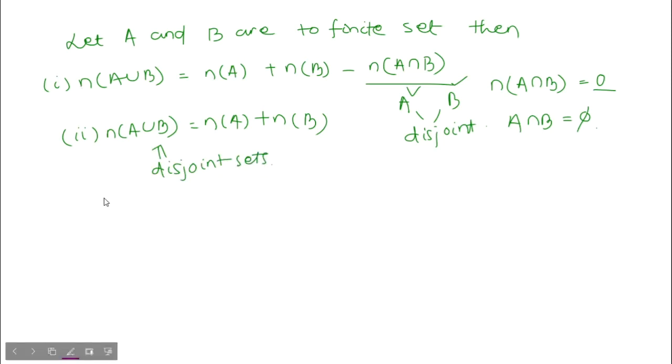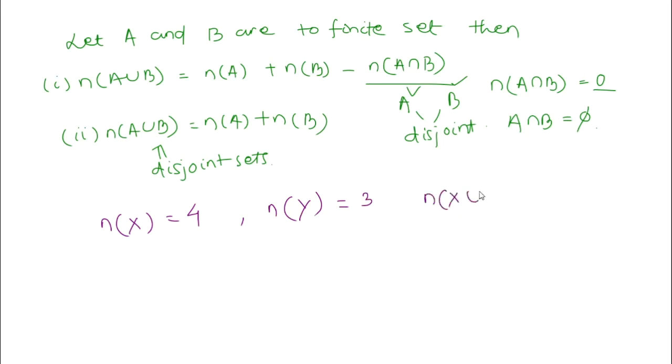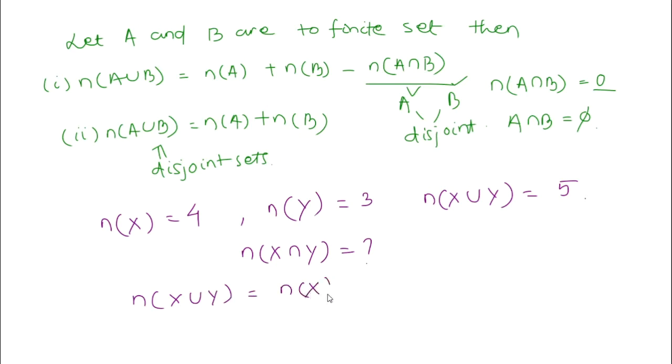Now let X be a set where the number of elements is 4, and the number of elements in another set Y is 3. And the number of elements in X union Y is 5. So what will be the number of elements in X intersection Y? We have found out that the number of elements in X union Y is equal to the number of elements in X plus the number of elements in Y minus the number of elements in X intersection Y.